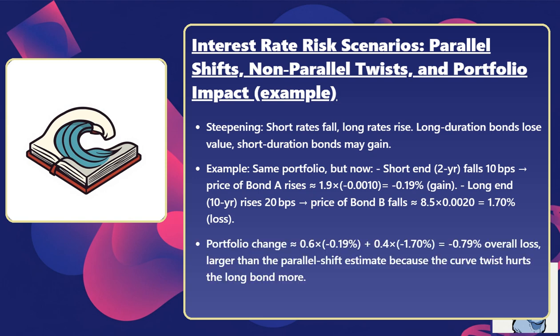The portfolio change is approximately 0.6 times negative 0.19% plus 0.4 times negative 1.70%, which equals a negative 0.79% overall loss, larger than the parallel shift estimate because the curve twist hurts the long bond more.